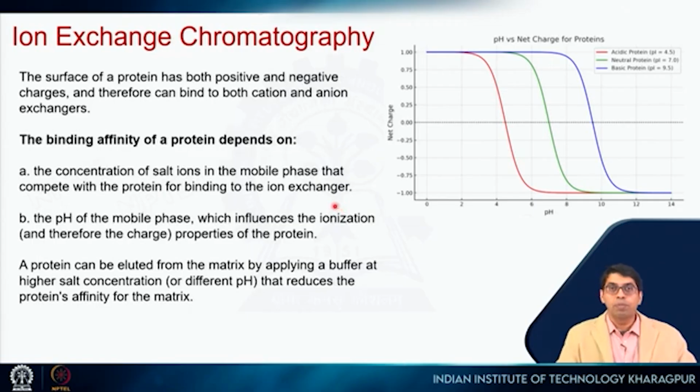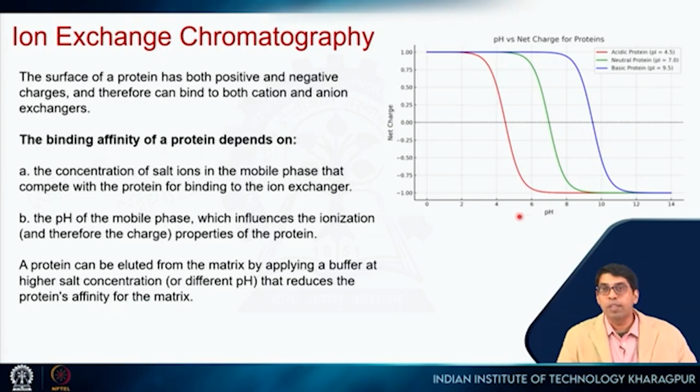Okay. So, this just shows how we are going to choose the pH. For example, let us say we have a mixture of 3 proteins, and they have 3 different PIs. One has a PI of 4.4, the other one has a PI of 7, the third one has a PI of 9.5, and they are shown as red, green and blue. Here you see pH and their net charge, so net charge as a function of pH.